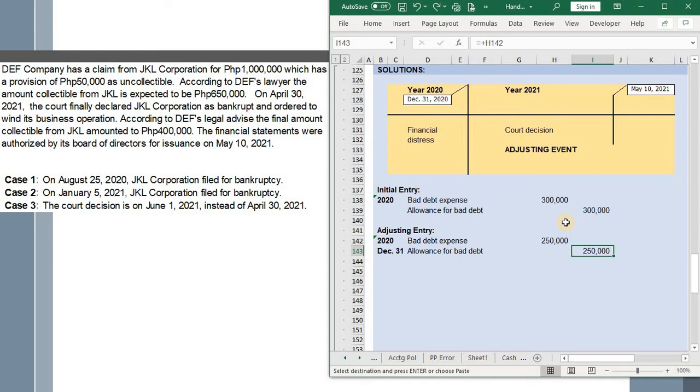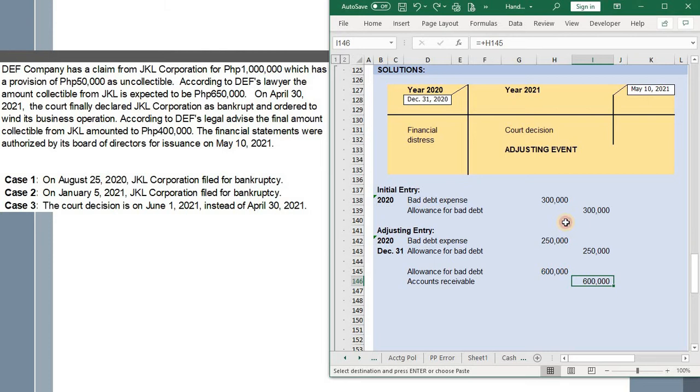So of course, to write off an account receivable using the allowance method, we need to debit allowance for bad debt, 600,000 pesos, then credit accounts receivable, 600,000 pesos. So why did we debit allowance for bad debt 600,000 pesos?